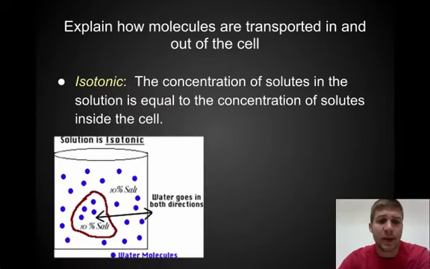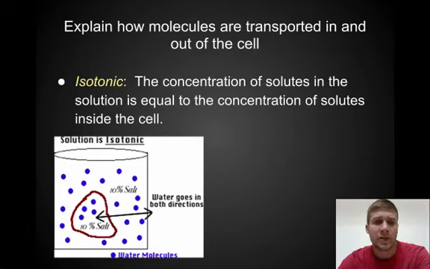So in this third picture we can see that inside of the cell membrane, the red cell membrane, there is 10% salt, which means 90% water, and outside of the cell membrane there's also 10% salt, so 90% water. In this case the concentration of water is equal to each other. We call this isotonic.